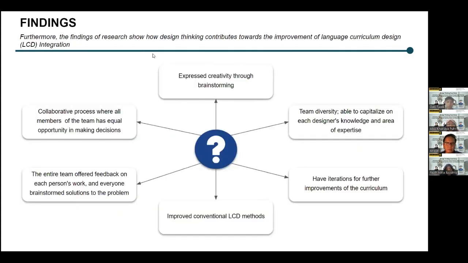These are some benefits that design thinking contributed to the design of the curriculum, which mainly talk about how it's a collaborative process and people from different backgrounds can have their thoughts on the problem.